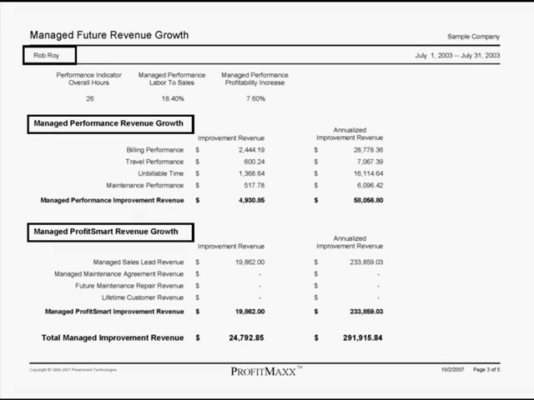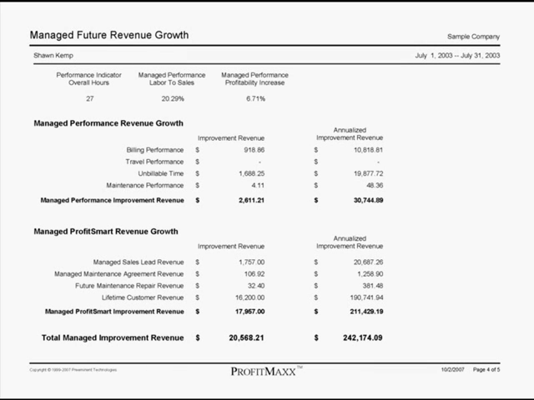That puts the managed ProfitSmart improvement revenue for Rob Roy at $19,862 for the month and $233,859 for the year. His total managed improvement revenue for the month, $24,792, and for the year, $291,915. Now, lastly, let's take a look at Shawn Kemp, our final technician.